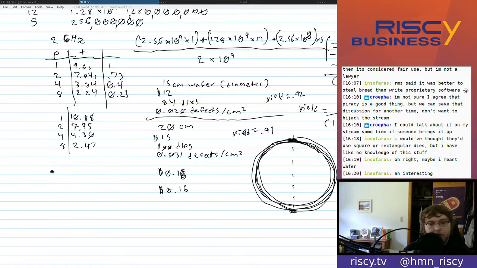So 92.4, but you can't have 0.4 of a wafer, so 92 would be the first one. And then 100 times 1.1 would just be 110. So new dies per wafer, and I'm going to call these A and B.